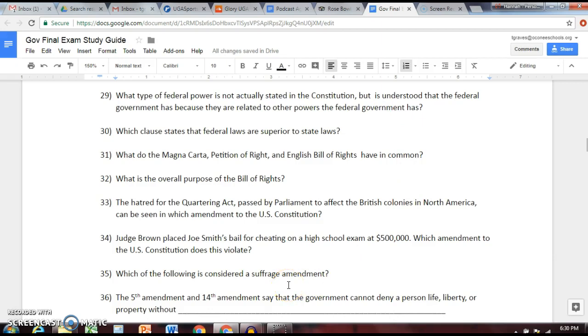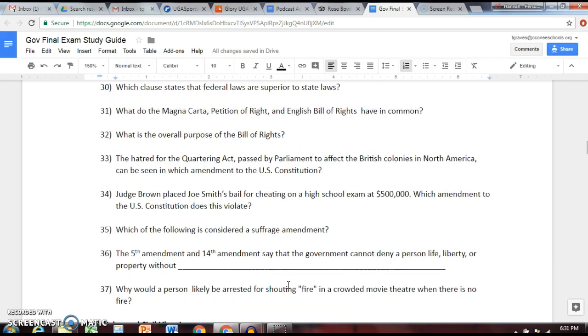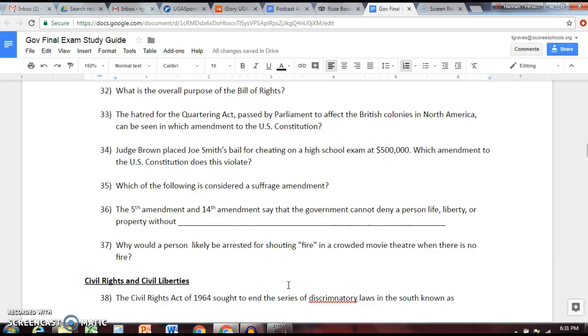Number 35, this is also kind of a typo, but the suffrage amendments, let me give you a couple examples. Remember, suffrage means the right to vote. The 15th Amendment gave African Americans the right to vote. That's a suffrage amendment. The 19th Amendment gave women the right to vote. Those are the two big ones that you need to make sure you know, the 15th and 19th. I guess also the 17th Amendment, which allowed for the direct election of U.S. senators. Number 36, the 5th and 14th Amendments both deal with what we call due process of law. So the answer for 36 is due process of law.